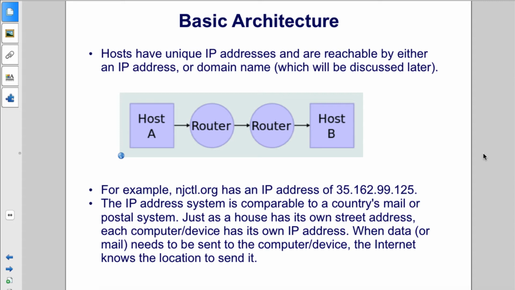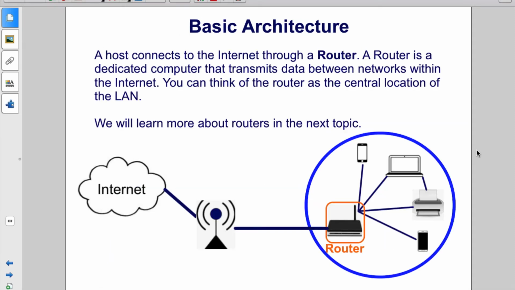35.162.99.125. The IP address system is comparable to a country's mail or postal system. Just as a house has its own street address, each computer or device has its own IP address. When data or mail needs to be sent to the computer or device, the Internet knows the location to send it. A host connects to the Internet through a router.